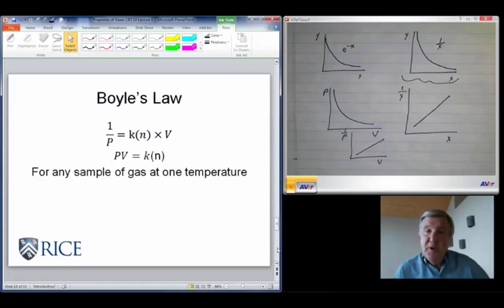What does it depend upon? Well, it depends upon now the number of moles and the volume. What about the temperature? What happens if we change the temperature? That is the subject for the next lecture.